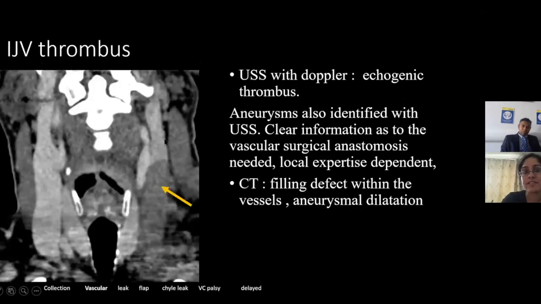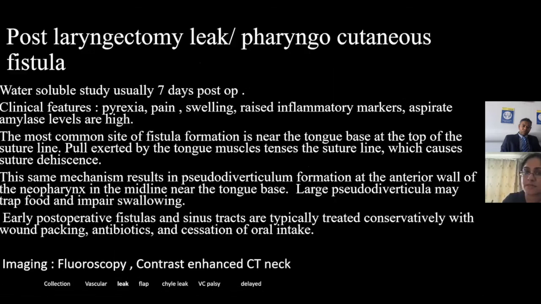And this is another CT scan, a coronal image, and where the arrow points is a filling defect, filling the IJV, and you can see that the filling defect is going quite a long length of it. And if there's any aneurysmal dilatation, you will be able to see that also in CT. So CT is an excellent modality. The next complication we'll talk about is post-laryngectomy leaks or pharyngocutaneous fistulas.